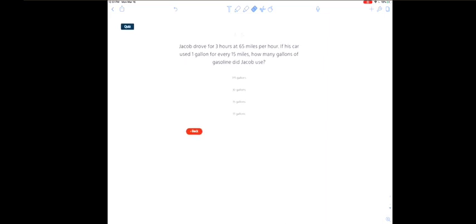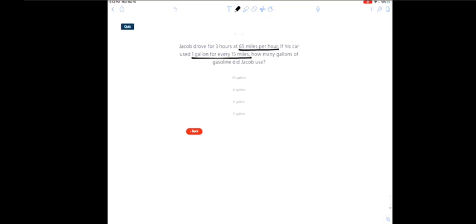Number 4. It says, Jacob drove for 3 hours at 65 miles per hour. If his car used 1 gallon for every 15 miles, how many gallons of gasoline did Jacob use? So here we have two rates, okay? Our first rate is 65 miles per hour. And our second rate is 1 gallon for every 15 miles. So that means we can go from miles to gallons, okay?